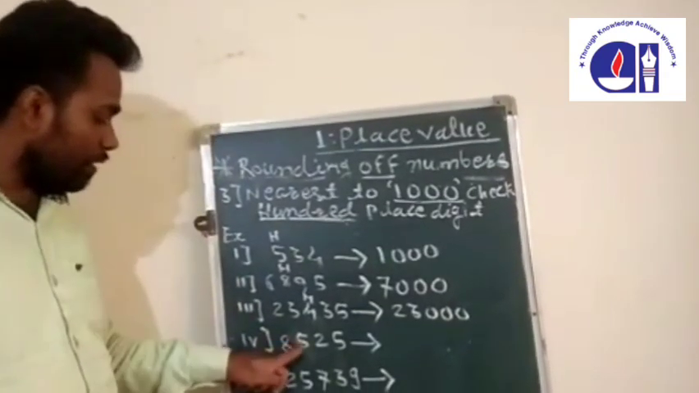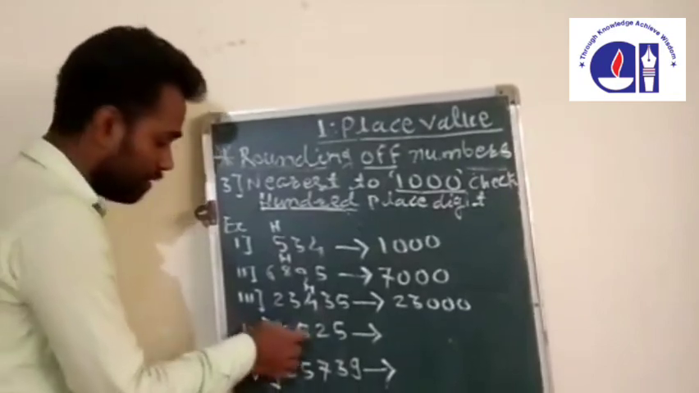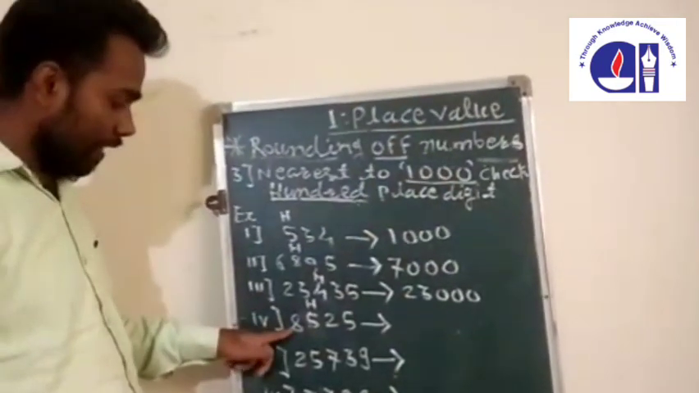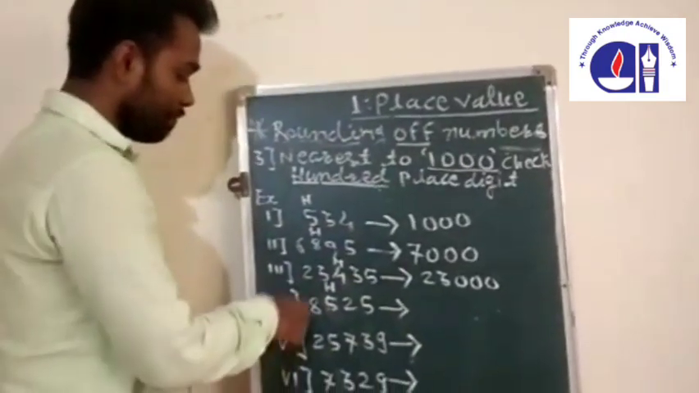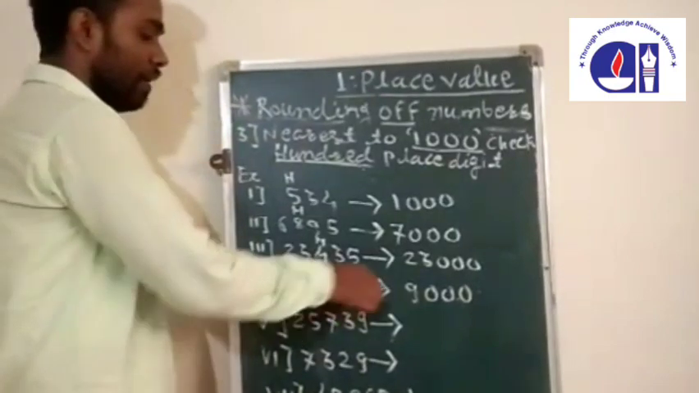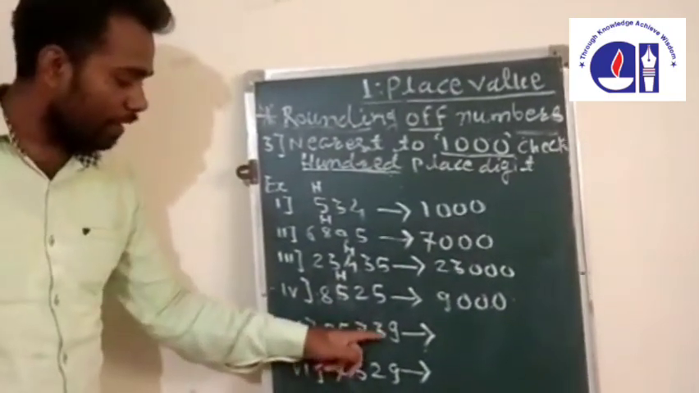Next, 8,525. The 100 place digit we check is 5. So we have to round to the next 1000. Here we have 8,000, so the next 1000 is 9,000. So this number 8,525 is nearest to 9,000.